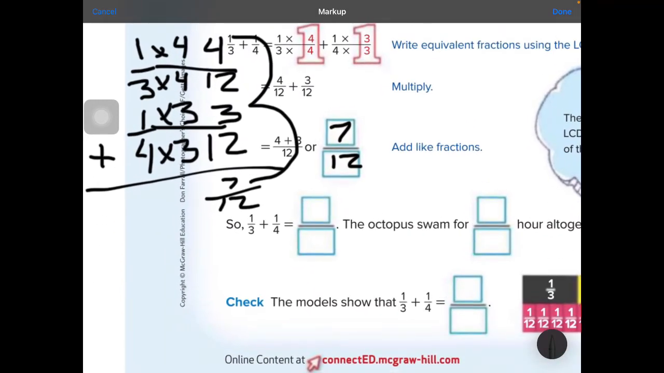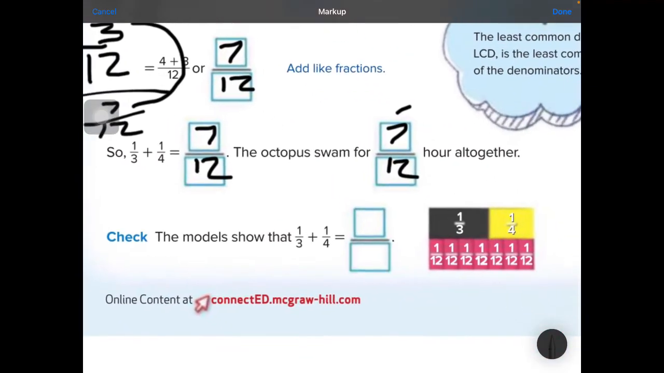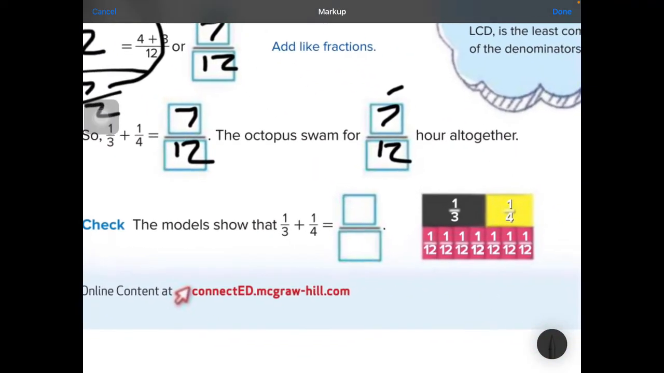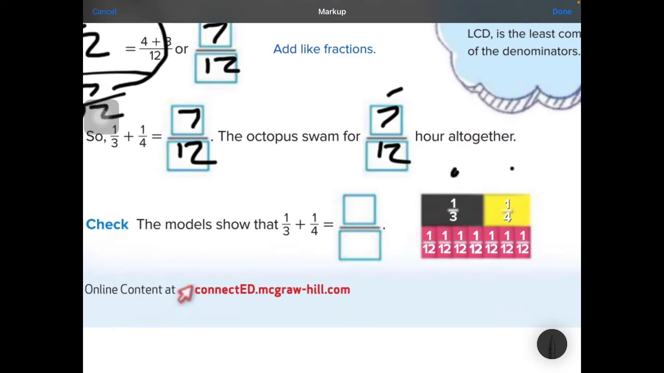I'm going to finish out this page if you don't mind. My answer is going to be 7/12 and 7/12. The model shows that over here we have 1/3 plus 1/4 is the same as 7/12.